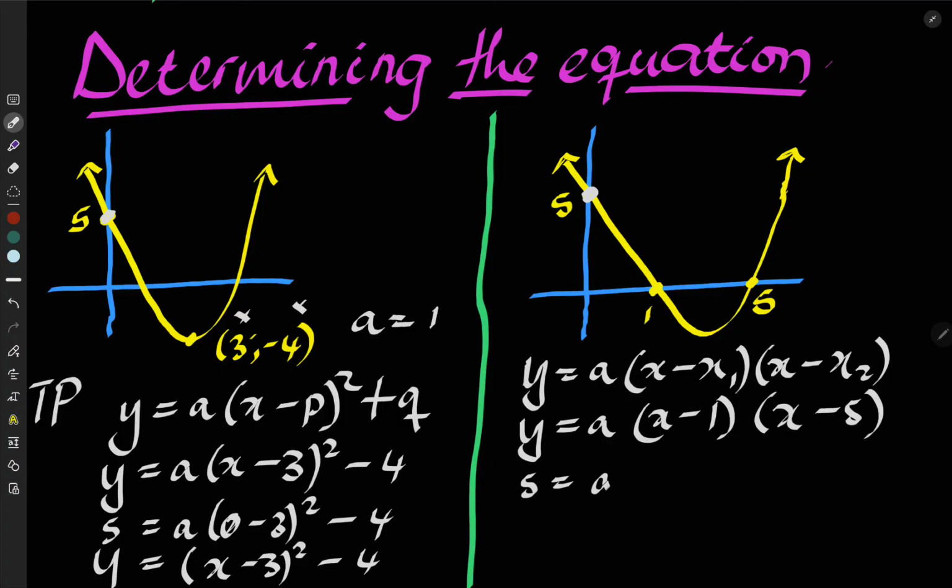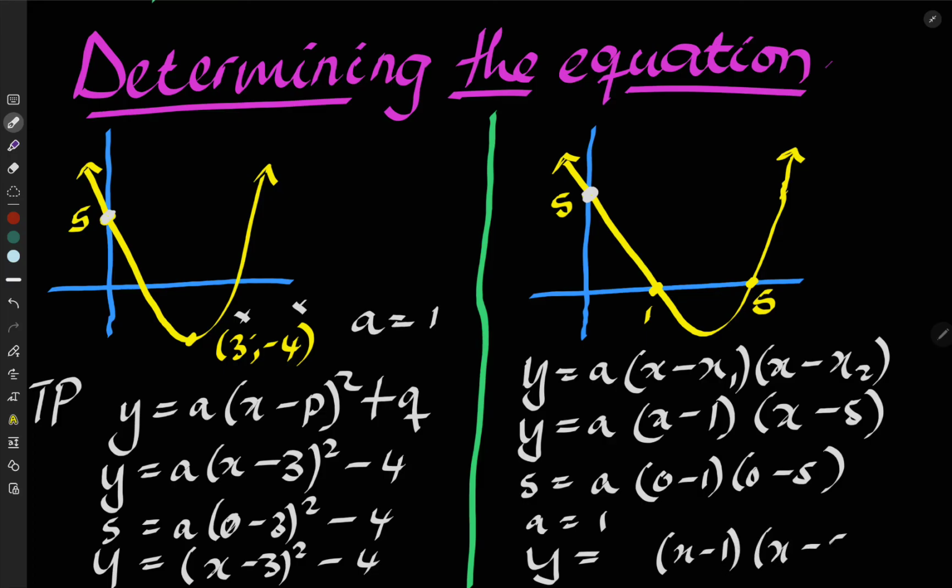So 5 is equal to a bracket x. Actually, the value of x here is given, and that's your 0. So 0 minus 1 bracket, 0 minus 5 bracket. Then you get again that your a is equal to 1. Then you write down the final equation. y will be equal to a bracket, not a, it's 1, so we don't need to write 1. So it's just y is equal to bracket x minus 1 bracket x minus 5. And there you go. You have got all your equations.